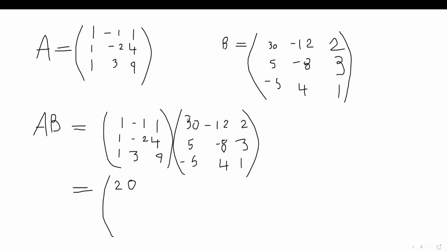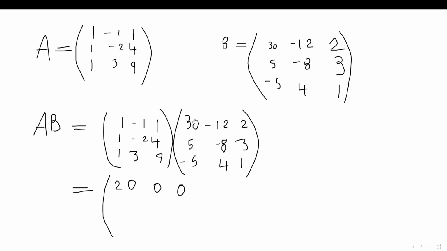Now, if you don't feel as good computing in your head, use a calculator. Go 1 times 30 plus minus 1 times 5 plus 1 times minus 5. Then we'll go this row times this column, that'll become minus 12 plus 8 plus 4, which is 0. Then row by column, gonna give me 2 minus 3, 1, add them together, 0.